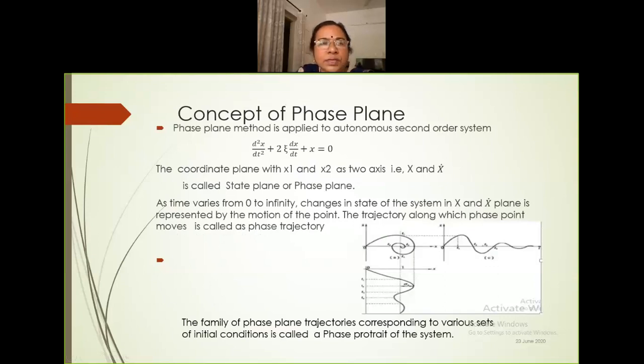You are clear about the phase plane? The coordinate plane with x1 and x2 as two axes, that is x and x dash, is called the state plane or phase plane. As time varies from 0 to infinity, changes in state of the system is represented by the motion of the point. You see this. We have a point drawn at t1. What is happening? One more point at t2, another point at t3, another point at t4, another point at t5. Like that you plot them, and then you draw a curve. Then that will be the trajectory. The trajectory along which this point moves is called the phase trajectory.